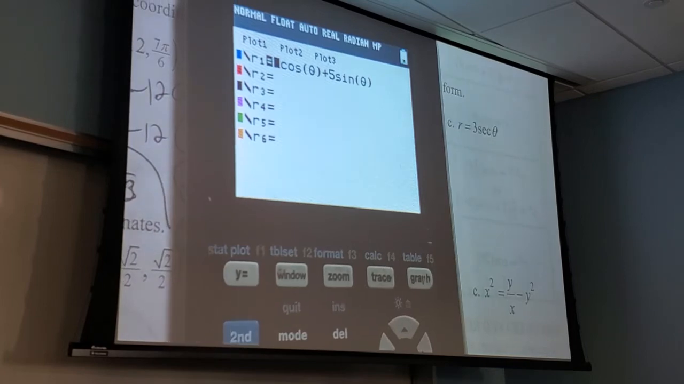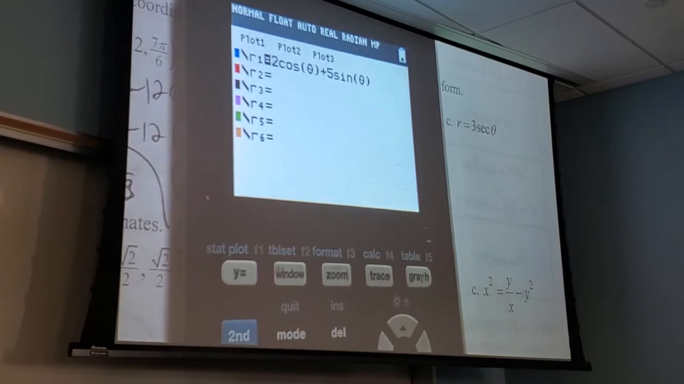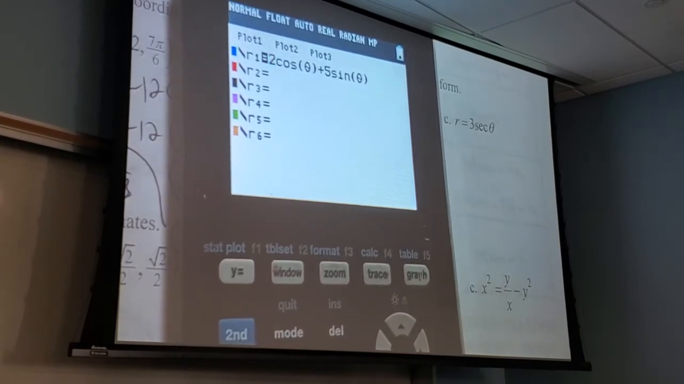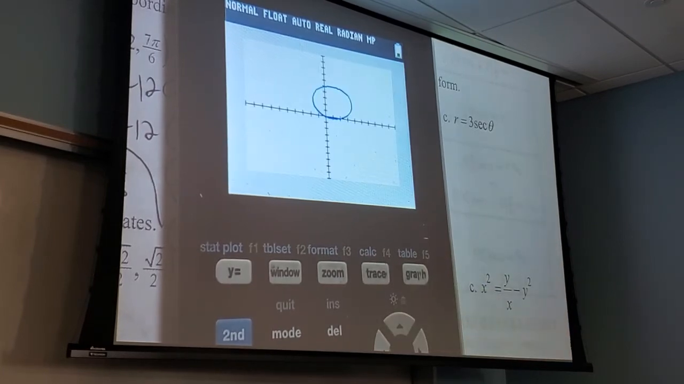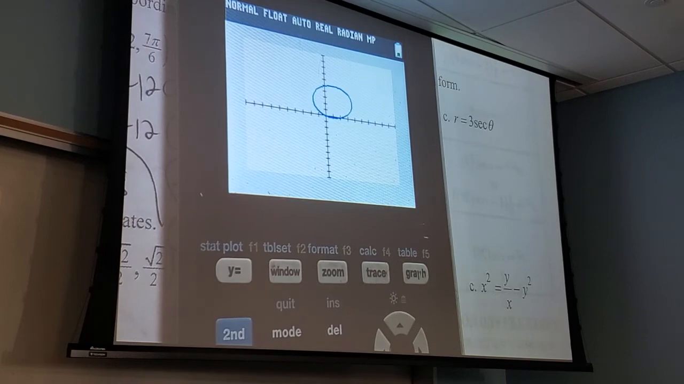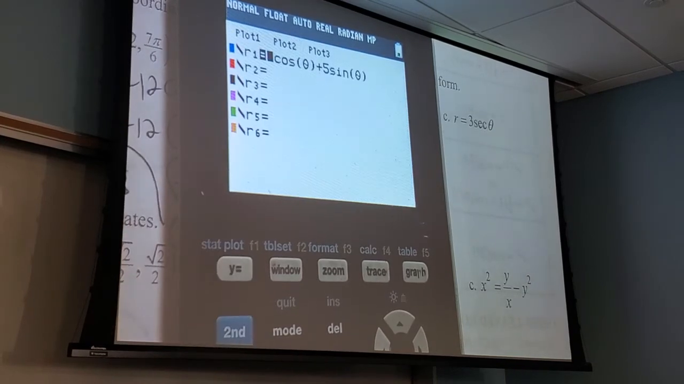Is this the one where if it's even, it's not symmetric, and if it's odd, it's symmetric? There are symmetry things to discuss here. Symmetry with polar gets a lot more freaky, right? In fact, let me just do this.